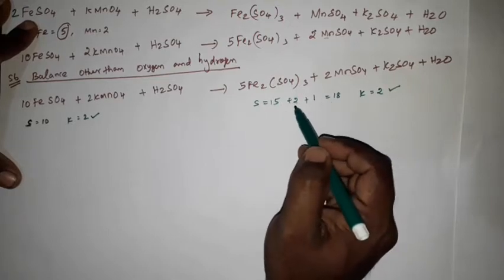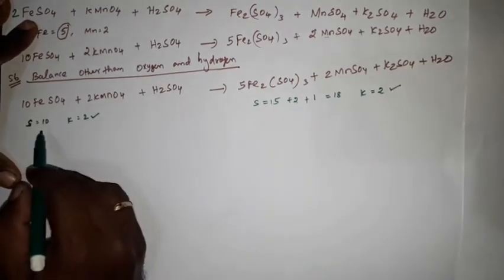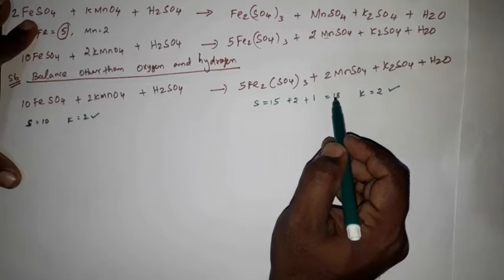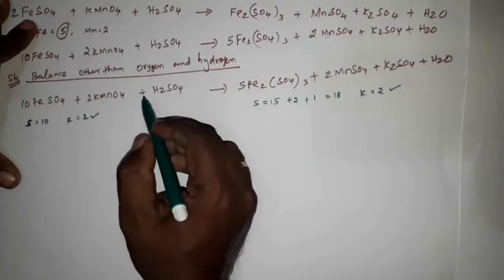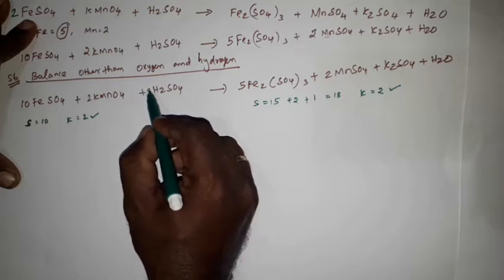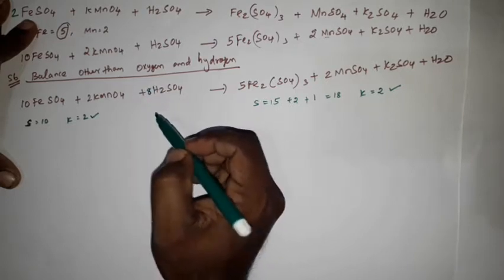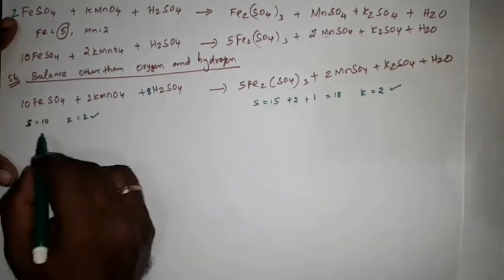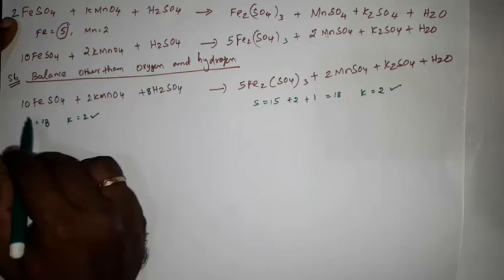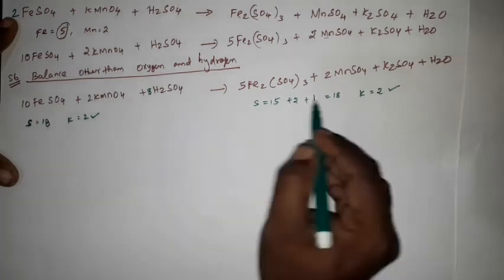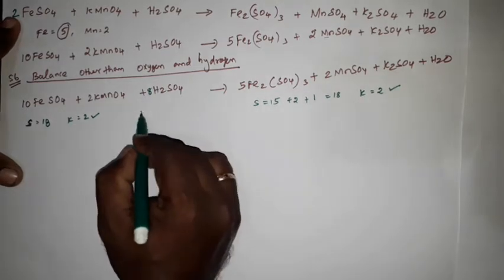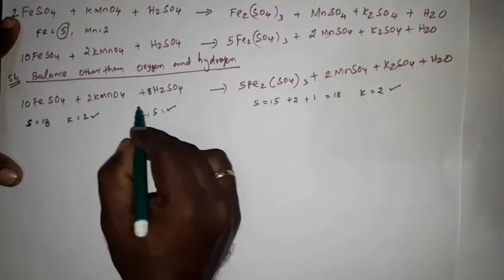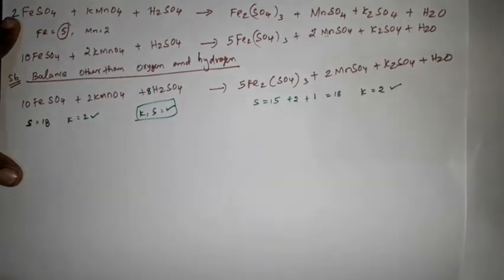sulfur is not equal. So what I am going to do to balance, here total 18, here only 10, so put 8 here. Now how much comes? 10 plus 8, 18 sulfur, sulfur is balanced and potassium also balanced. Okay, so potassium and sulfur are balanced on both sides, clear?